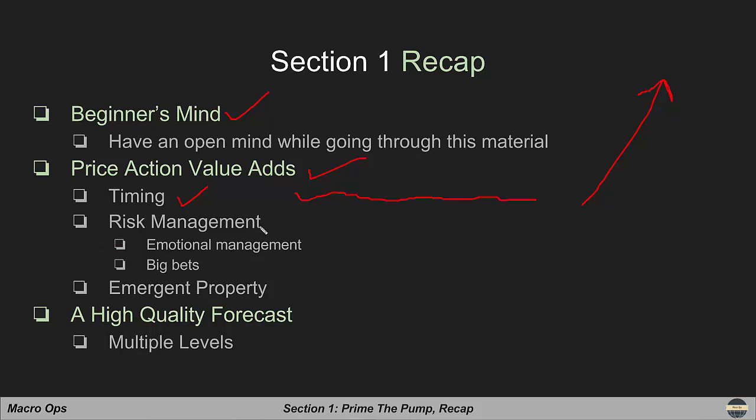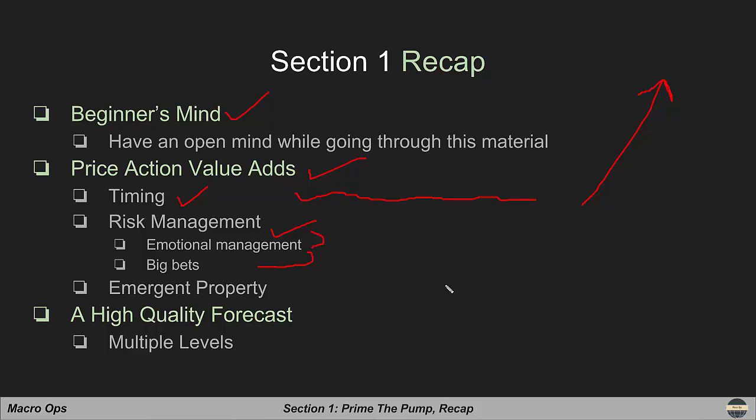And then finally, we have risk management, which we talked about defining a mechanical process to control risk. And that plays into emotional management and big bets, right? So emotional management: when we have price action to give us a mechanical way to exit trades, we don't have to worry every single day about whether or not we should take the loss. It's outsourced to a mechanical process, and that saves our emotional capital for more important decisions.